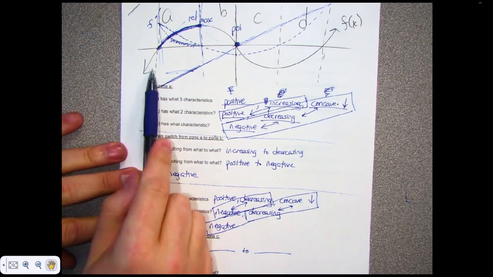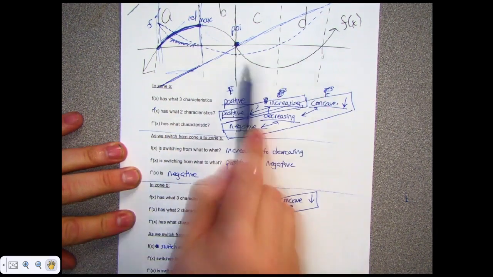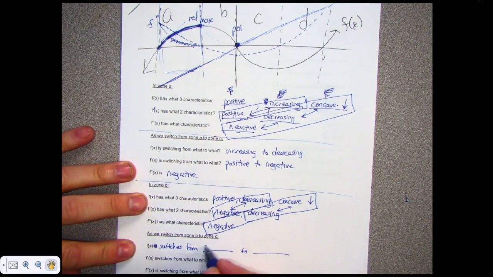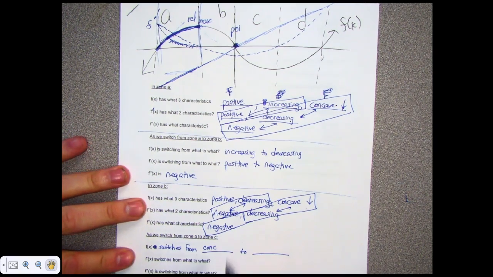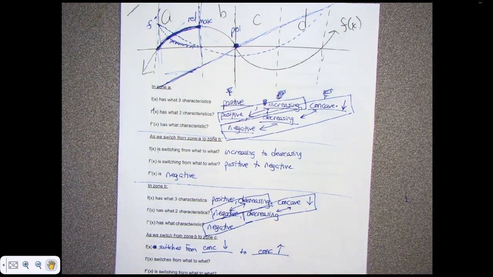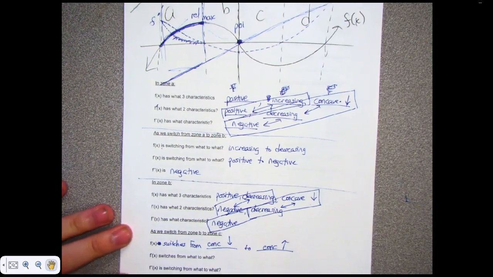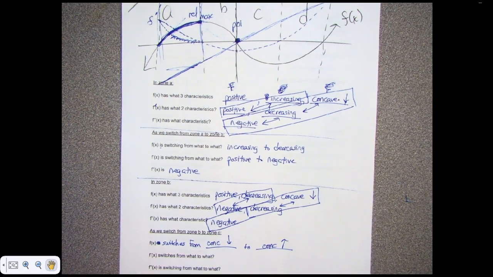So we switch from this U shape to this N shape. So f of x switches from concave, whether concave up or down prior to that. We were concave down, we're switching to concave up. Now, if you want, well, I'll get there in a second. All right, f prime switches from what to what? This is the hardest one, I think.